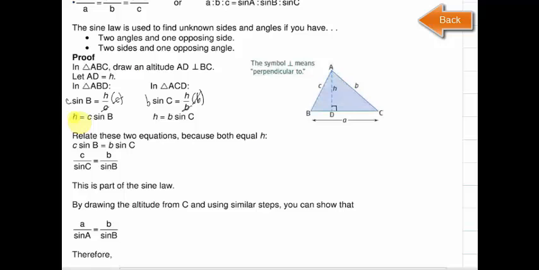Now notice that both read H equals. So what we want to do is relate these two equations because both are equal to H. So that means I can take C sine B and make it equal to B sine C.